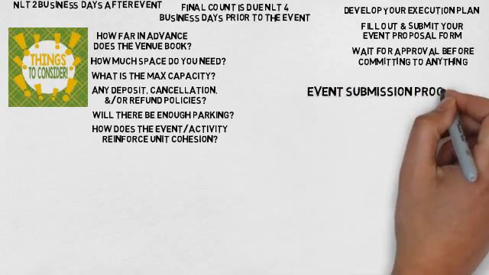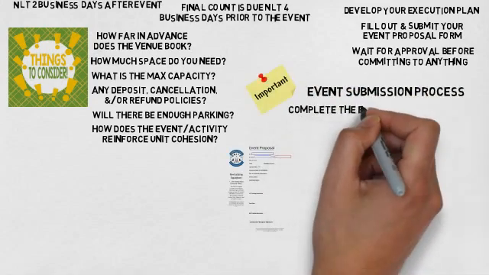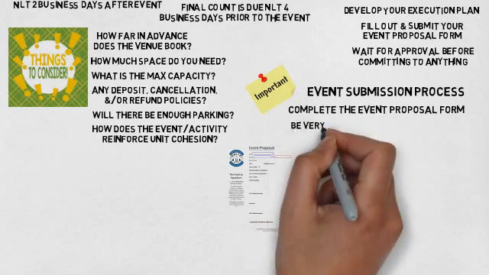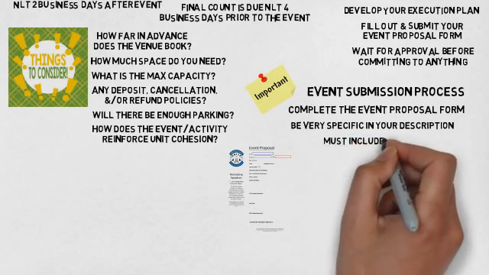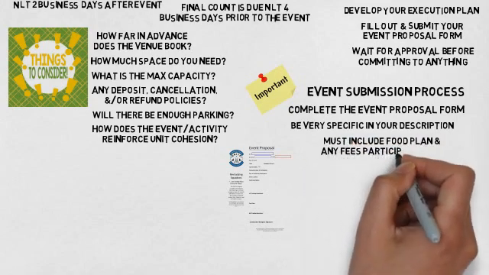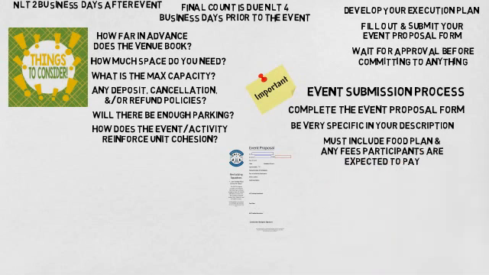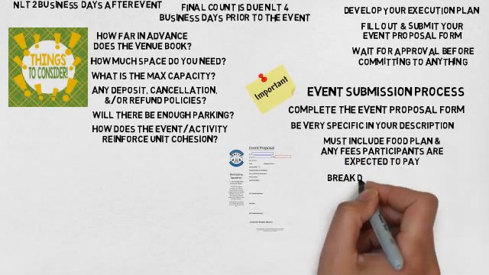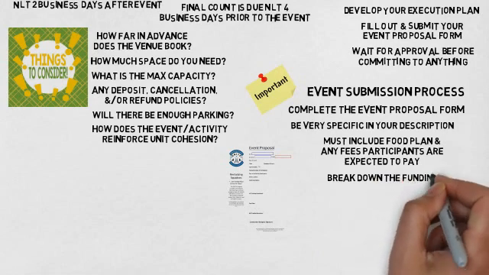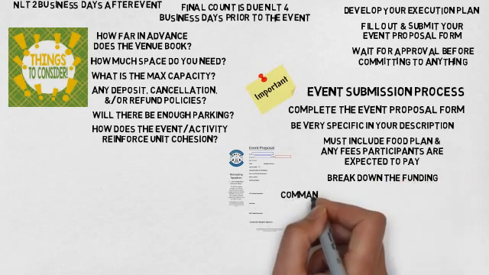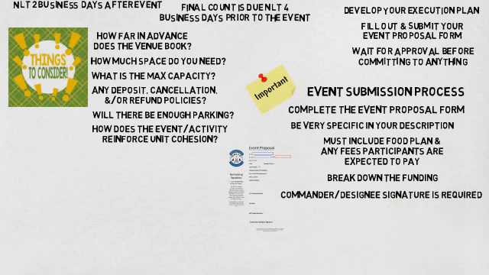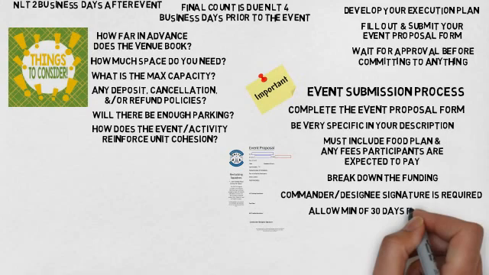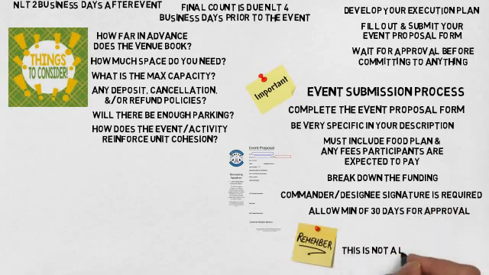The event submission process is as follows. Complete the event proposal form. Be very specific in your description of the event you want to host. No detail is too small. The description must include your food plan and any fees participants are expected to pay. Provide a funding breakdown for your event as well as your food plan. Commander or designee signature is required on the form. Allow a minimum of 30 days for approval, as this is not a local approval.